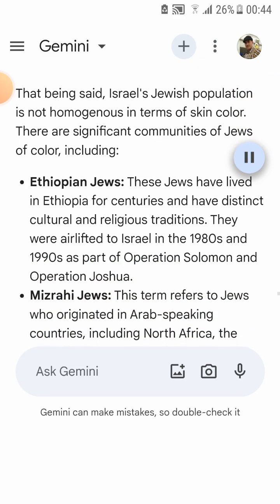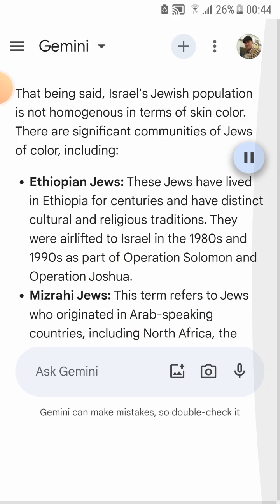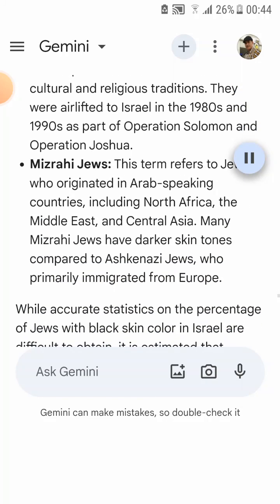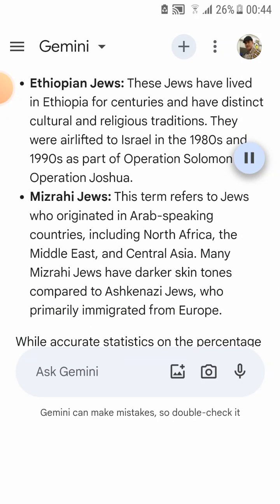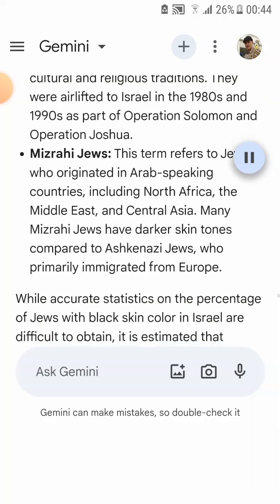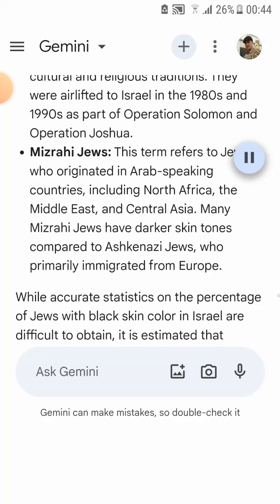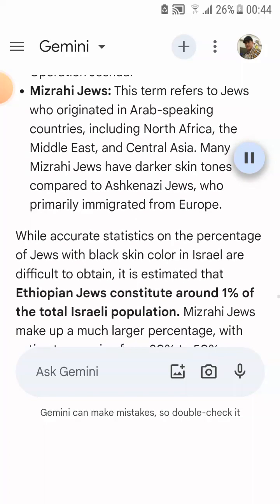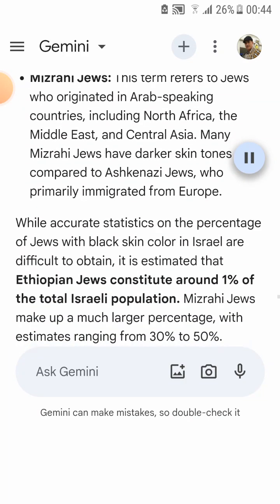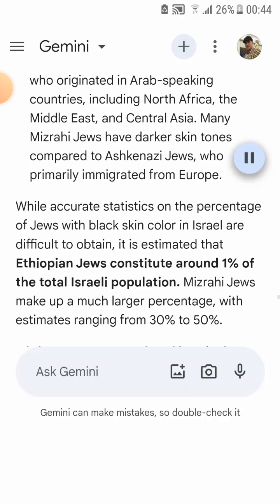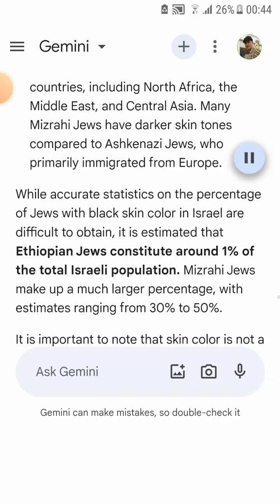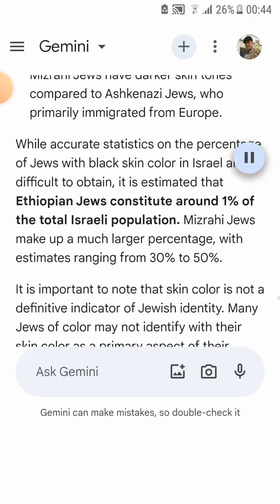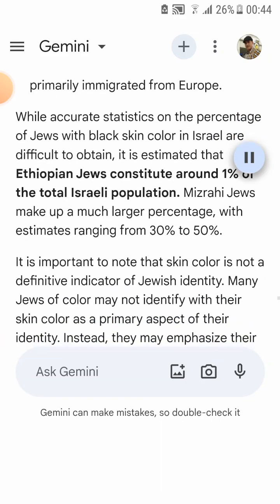There are significant communities of Jews of color, including Ethiopian Jews. These Jews have lived in Ethiopia for centuries and have distinct cultural and religious traditions. They were airlifted to Israel in the 1980s and 1990s as part of Operation Solomon and Operation Joshua. Mizrahi Jews. This term refers to Jews who originated in Arab-speaking countries, including North Africa, the Middle East, and Central Asia. Many Mizrahi Jews have darker skin tones compared to Ashkenazi Jews, who primarily immigrated from Europe.